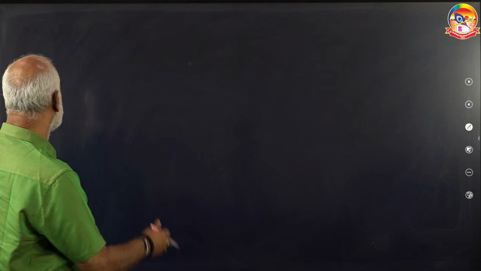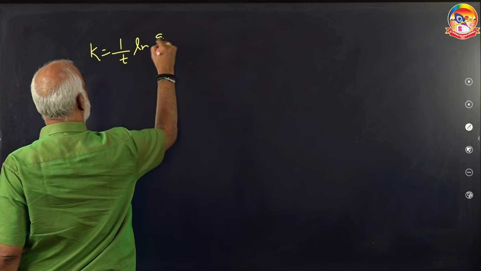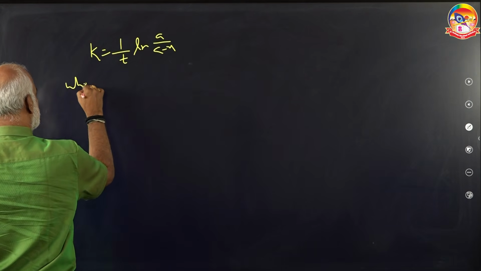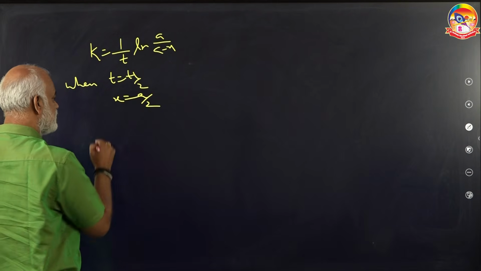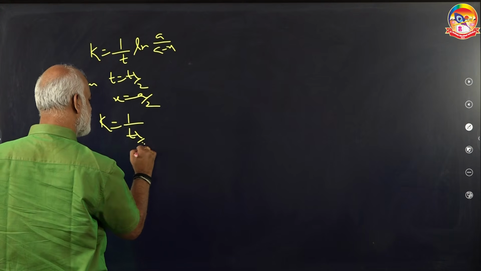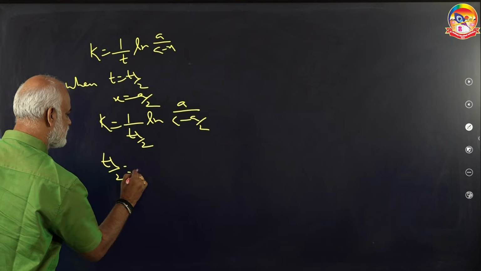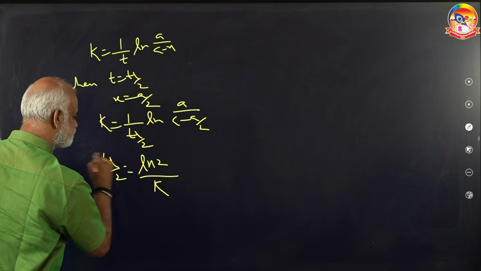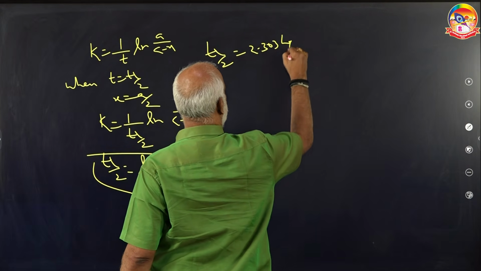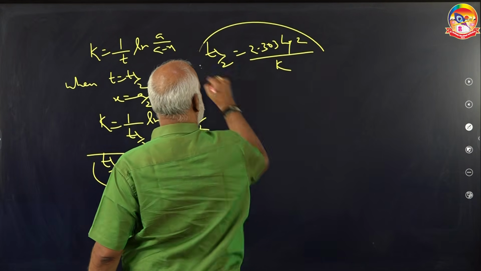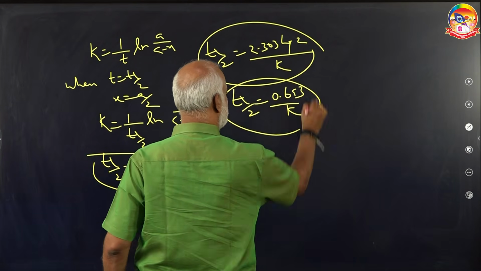I will tell you. If you see the next one, k is equal to 1 by t ln a by (a minus x). When t is equal to t half, x is equal to a by 2, half-life. So, k is equal to 1 by t half into ln a by (a minus a by 2). t half is equal to ln 2 by k, which can be written as t half is equal to 2.303 log 2 by k, which can be written as t half is equal to 0.693 by k.